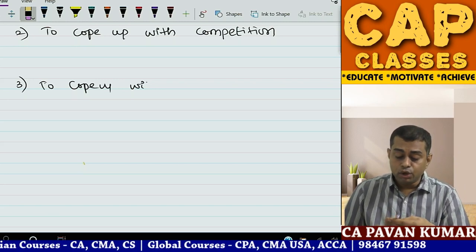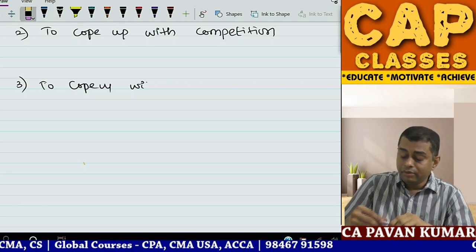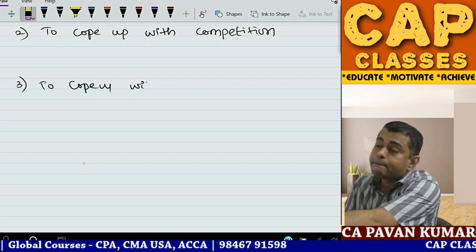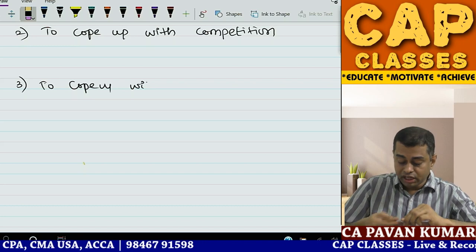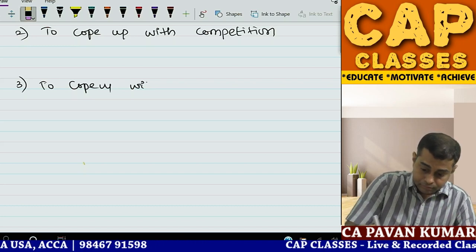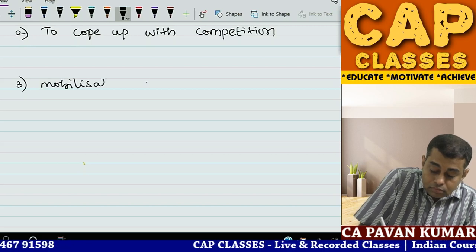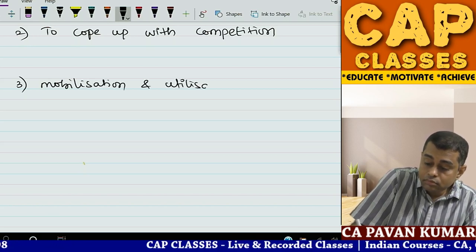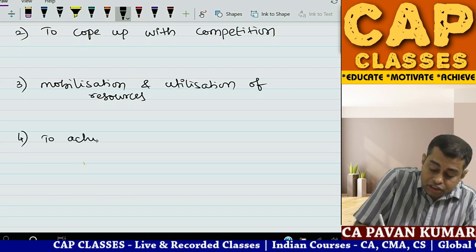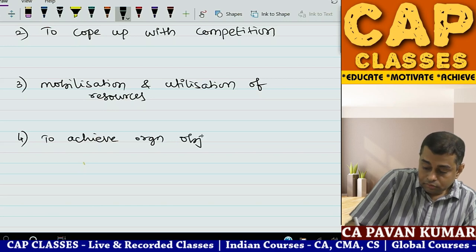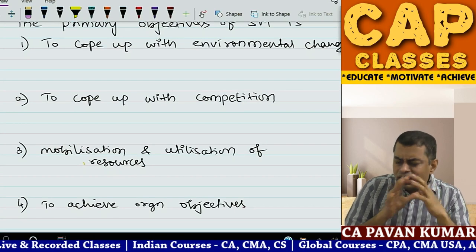Okay, third one, to mobilize and utilize resources. To mobilize and utilize resources, for effective mobilization and utilization of resources. Fourth, to achieve organizational objectives. So these four points, if you remember, you can write all the answers in this proforma.